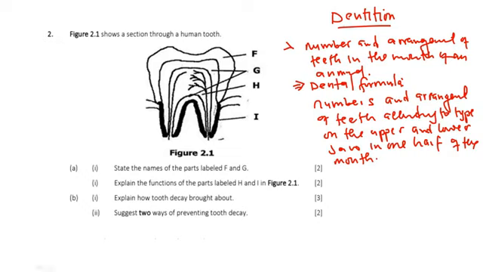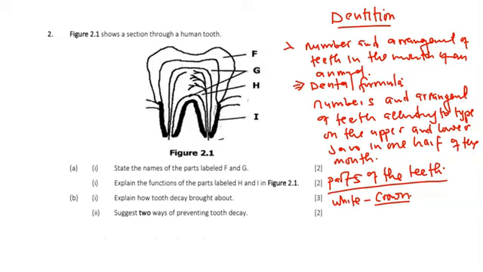Now, it's very important that we also look at the parts of the teeth. The teeth have parts. We have the outer part, the part that we normally see, the white part. That is called the enamel. So the outer part is called the enamel. That is very important to know. So one part is called the enamel.